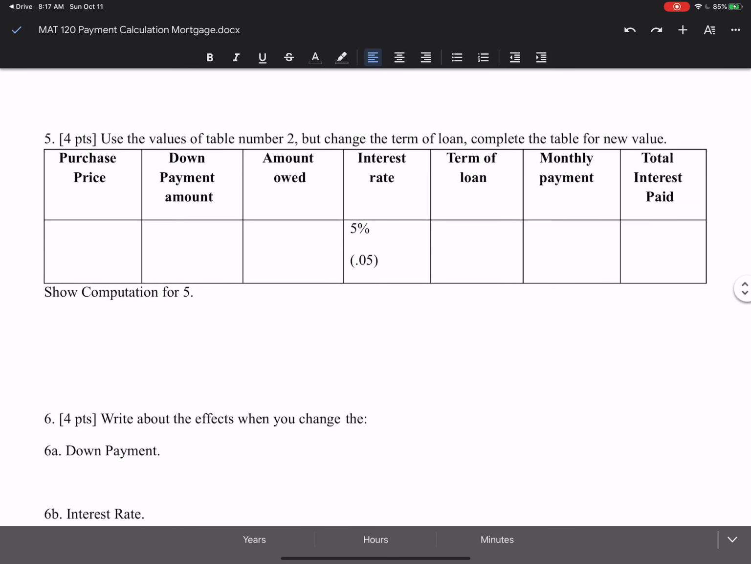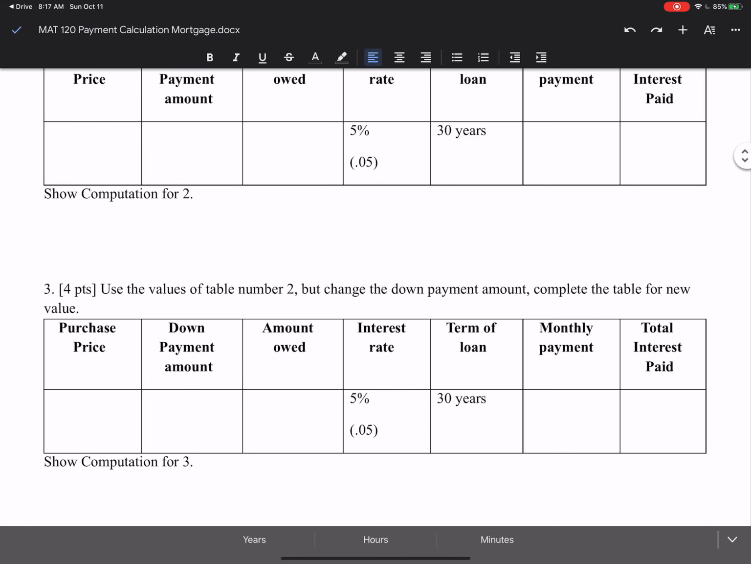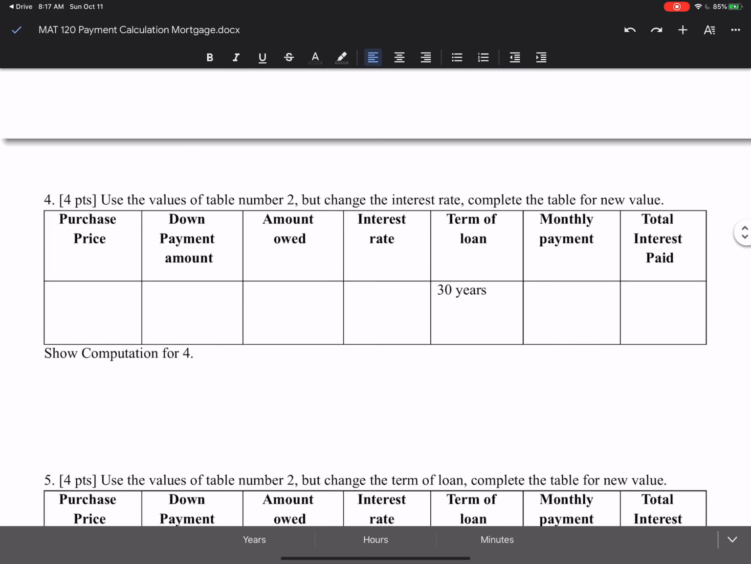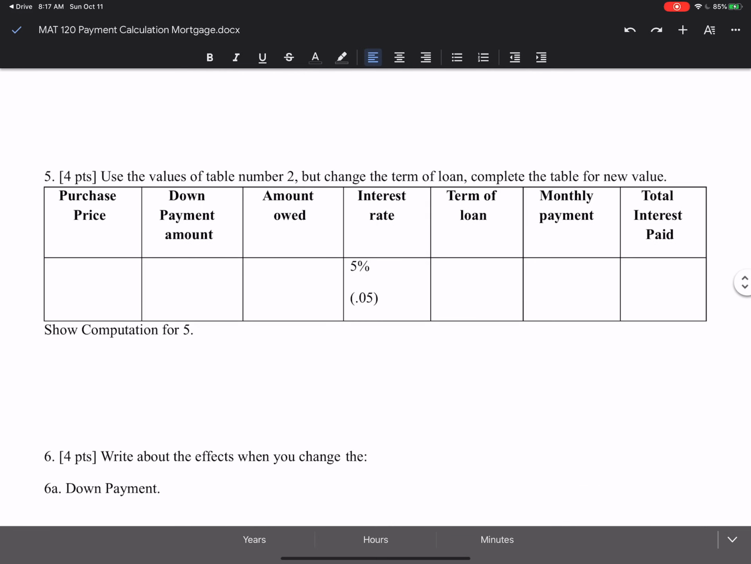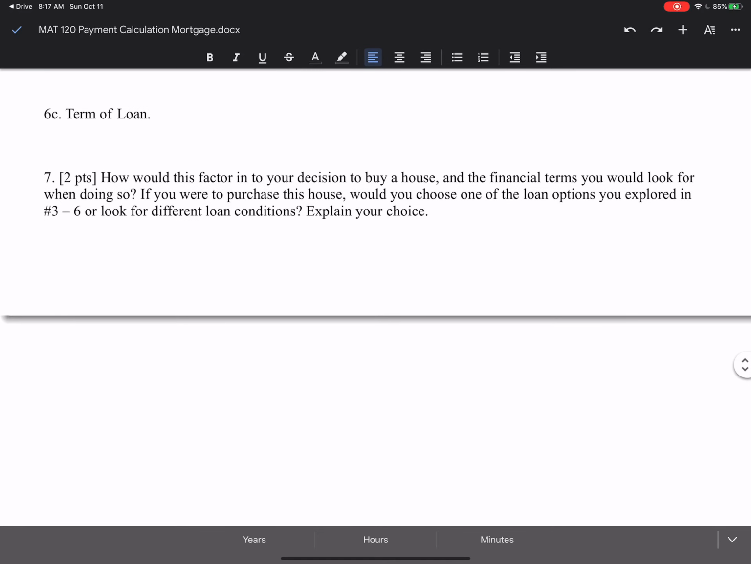And the same thing when they ask you about the term of the loan, compare your monthly payment in number 5 to the monthly payment for number 2, and compare the total interest paid in number 2 to the total interest paid for number 5. In number 7, you're asked how would this factor into your decision to buy a house and the financial terms you would look for when doing so.